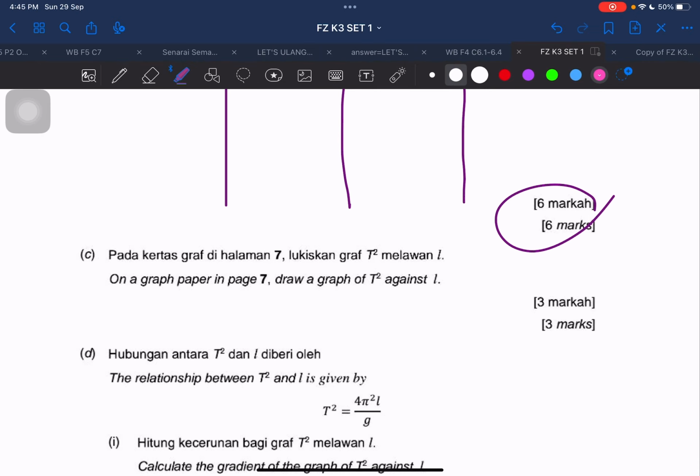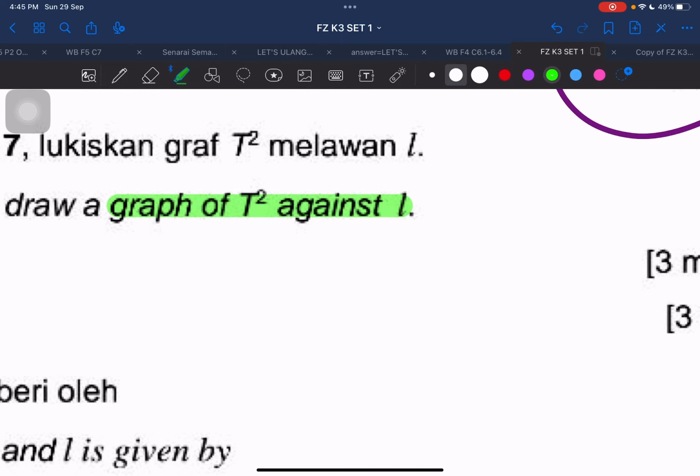Alright, after the table, you need to plot your graph. Physics questions are always like this. Normally you will be asked to do an experiment, write your data in a table, and then plot your graph. Graph of T square against L. Remember, the first variable mentioned must be the vertical axis.